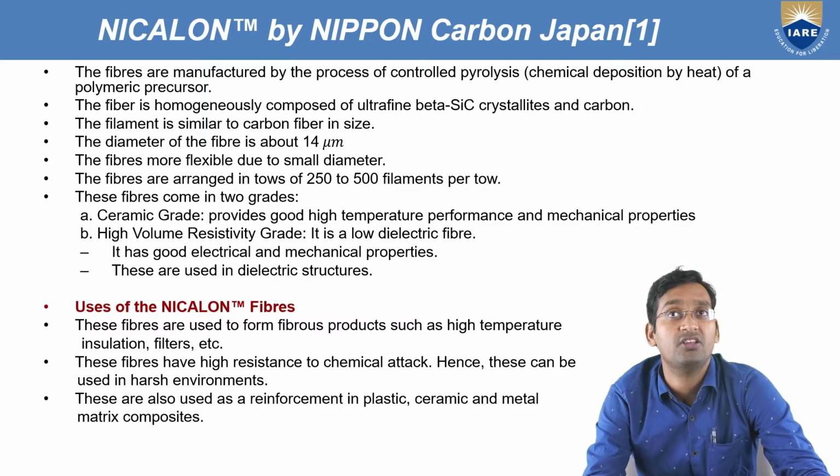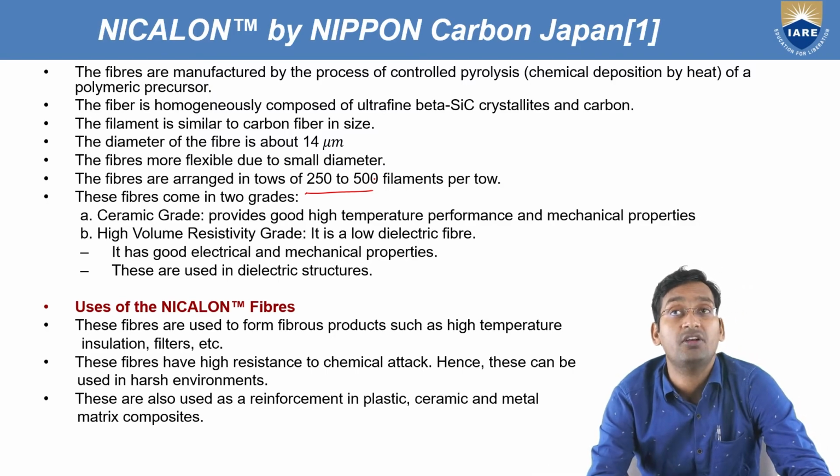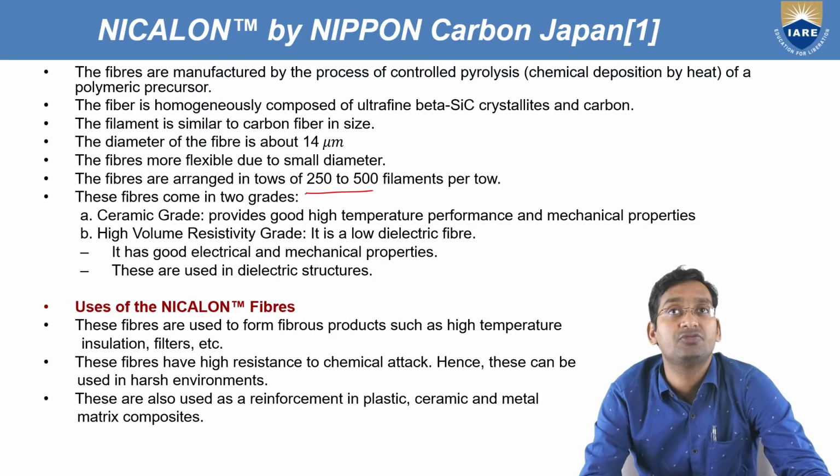The fiber is more flexible due to its smaller diameter. The fibers are arranged in tows of 250 to 500 filaments per tow. So in one tow, around 250 to 500 filaments are there. These fibers come in two grades. The first one is ceramic grade, and the second one is high volume resistivity grade.